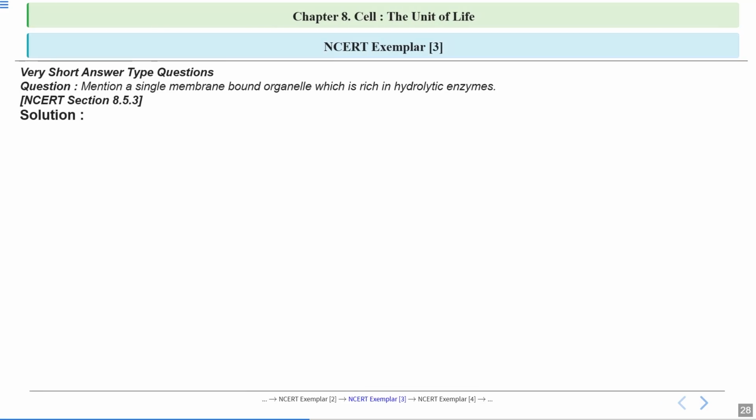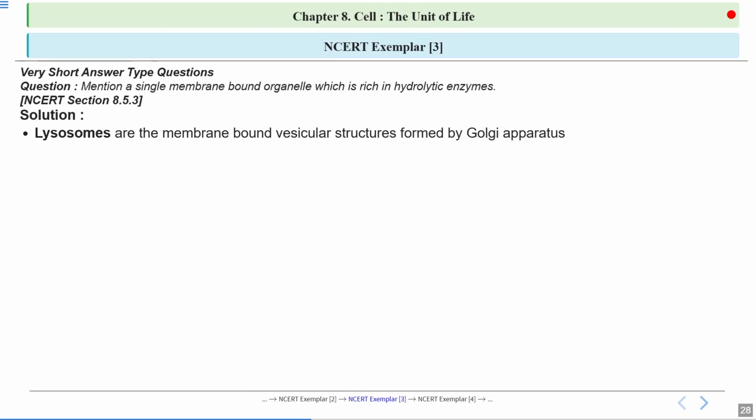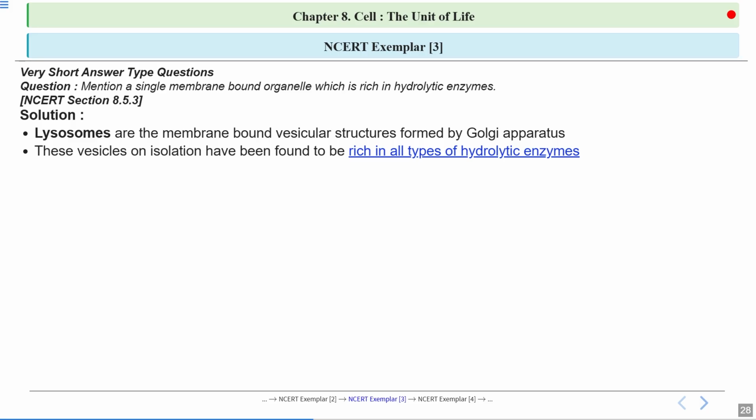Okay, so the correct answer should be lysosomes. Lysosomes are the membrane-bound vesicular structures formed by the Golgi apparatus. Now, these vesicles on isolation have been found to be rich in all types of hydrolytic enzymes.